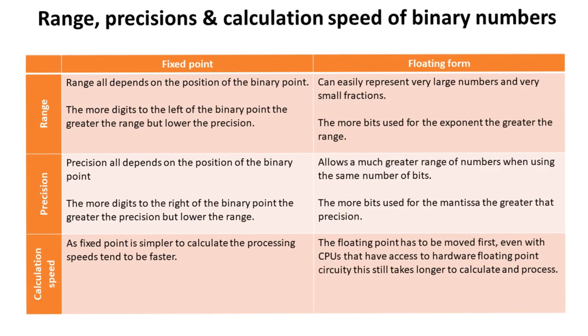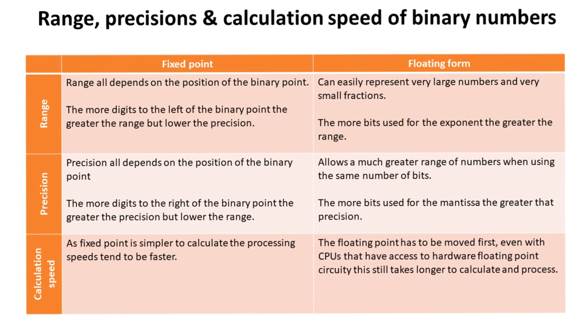Let's look at floating point now. In terms of range, we can easily represent very large numbers and very small fractions with floating point. The more bits that are used for the exponent, the greater the range will be. For precision, the more bits used for the mantissa, the greater the precision will be. Again, there's a trade-off here between range and precision.